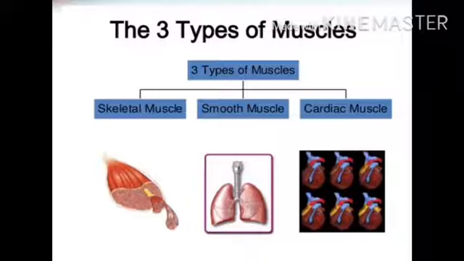The three types of muscles are skeletal muscle, smooth muscle, and cardiac muscle. We know that our body is able to do locomotion or movement. So without muscles we are not able to move our bone.